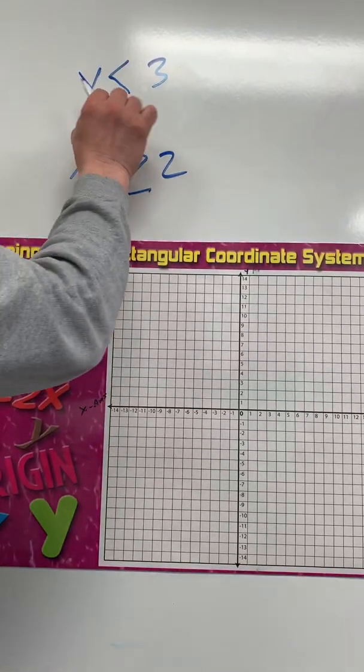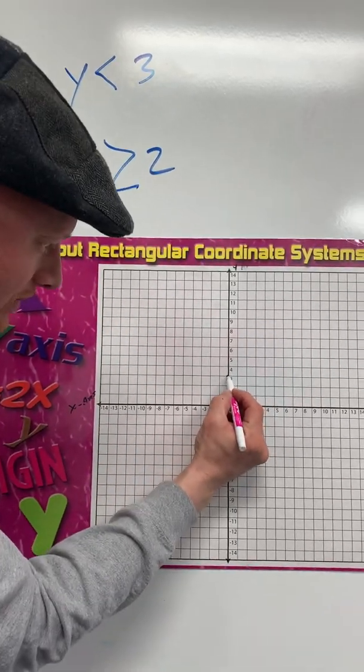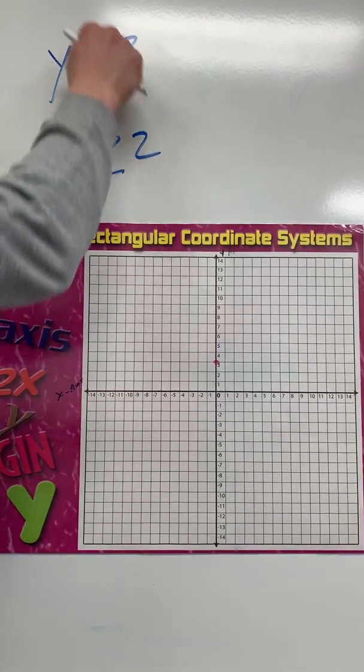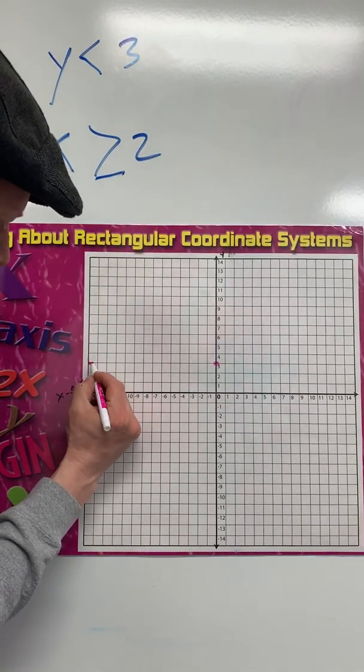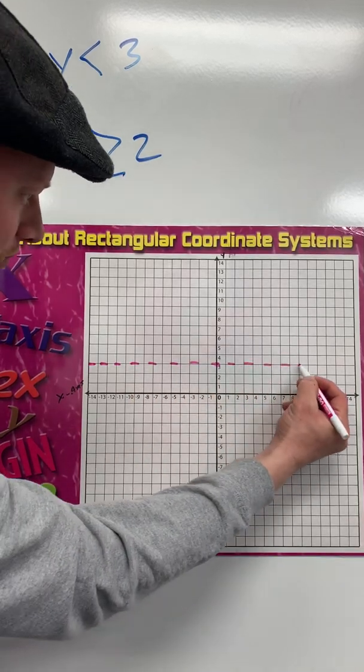Okay, so this is y is less than 3. So I'm going to plot 3 on my coordinate plane like that. And since it's only less than, it's going to be a dotted line.